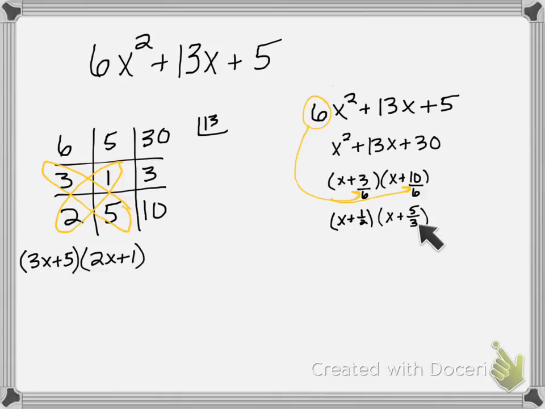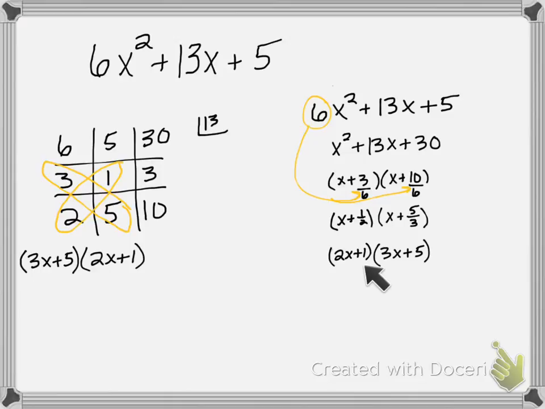Notice I kept it as an improper fraction, did not write it as a mixed number. Okay, so I have x plus 1/2 times x plus 5/3, but remember we can't leave our factors as fractions, so we have to convert them to whole numbers, which is getting rid of the denominator, which means multiplying by the denominator, which in essence just moves it out front. So 2x plus 1 times 3x plus 5. Okay, remember the shortcut is you take the denominator, you put it in front of the x.